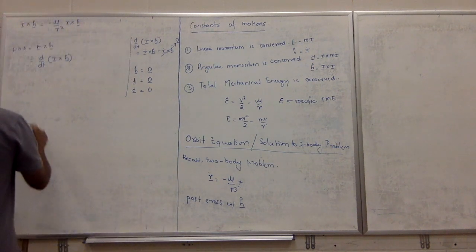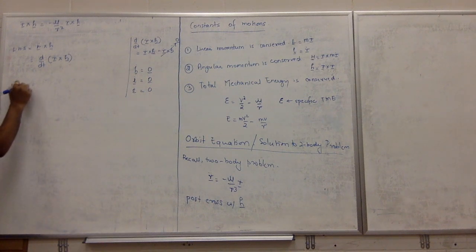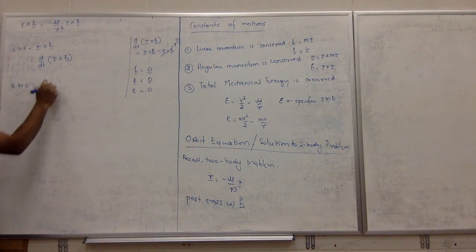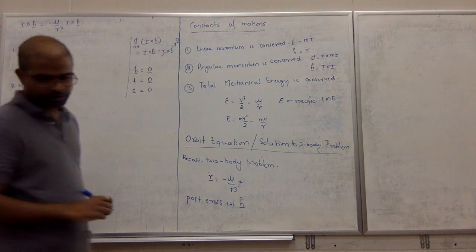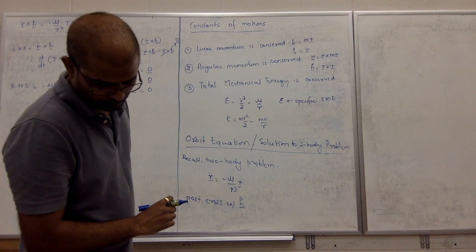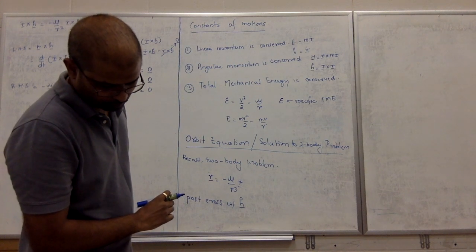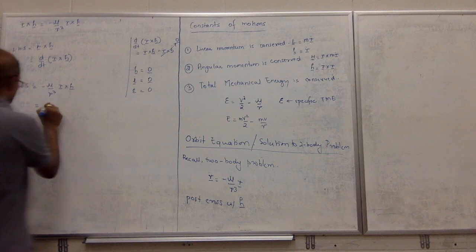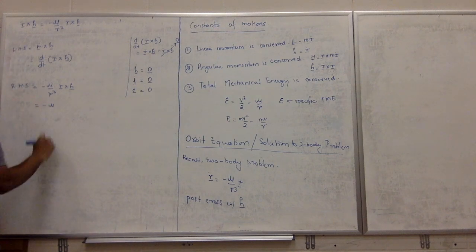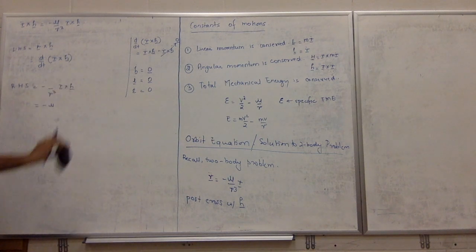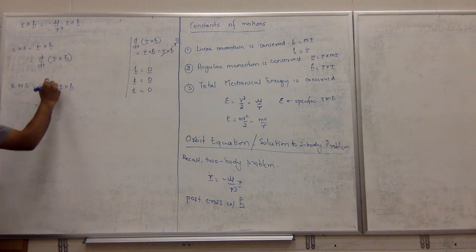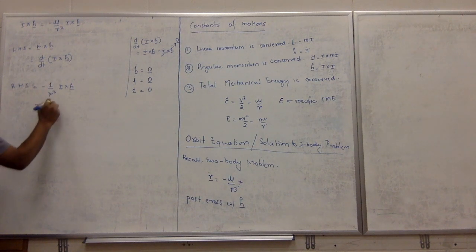Now the right hand side is minus mu over r cube, r cross h. Let me just do this. I'm going to keep this mu aside for a minute, and I'm going to bring it back. 1 over r cube.